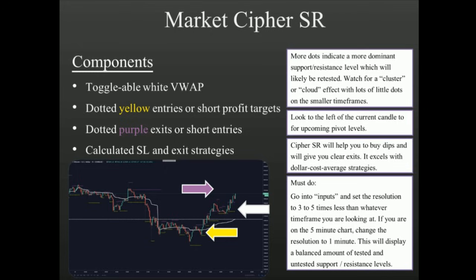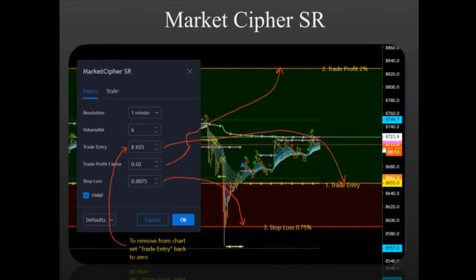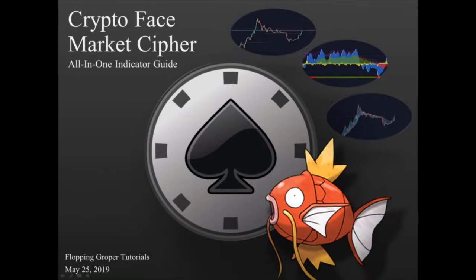And finally, I want to show you how to do stop loss and trade target calculations with Cipher SR. Simply double-click the indicator in the intraday chart and go into the same input settings where you adjusted the resolution and type in your entry, then adjust the profit factor to your liking. If you are shorting, make sure that your profit factor and stop loss are negative values. It's that simple. That concludes the official Market Cipher tutorial guide.